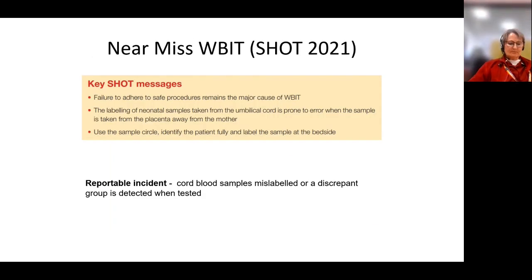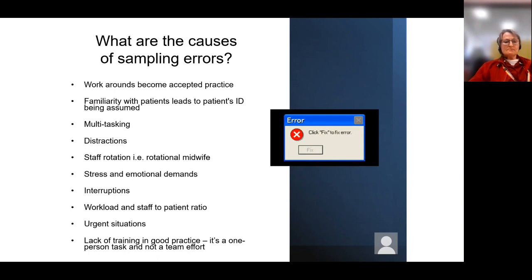Caroline, over to you. Okay, so what is causing these sampling errors?